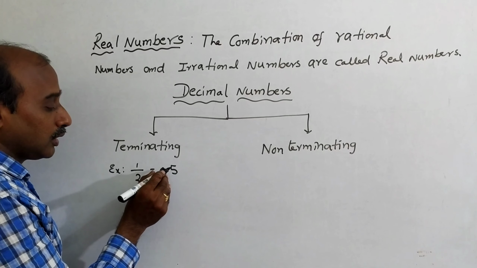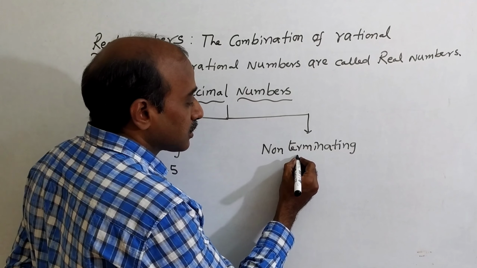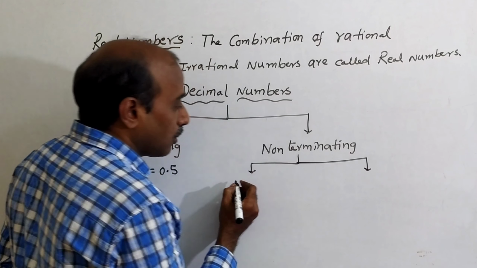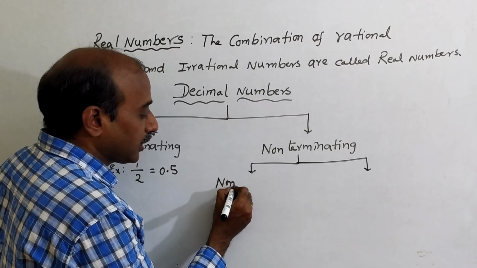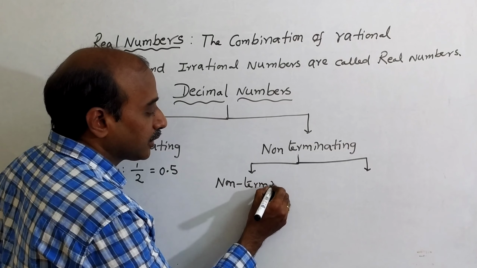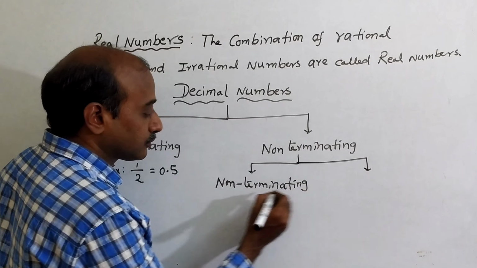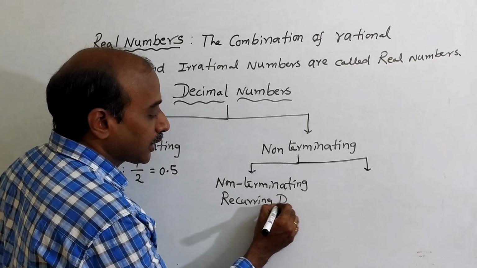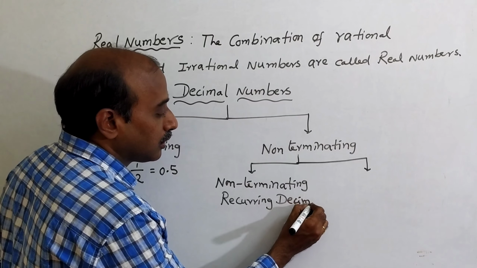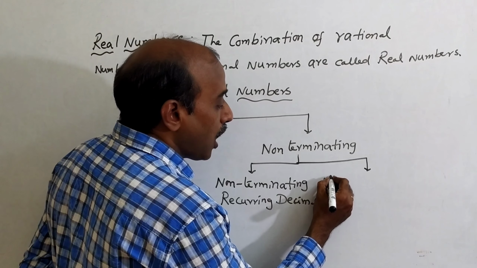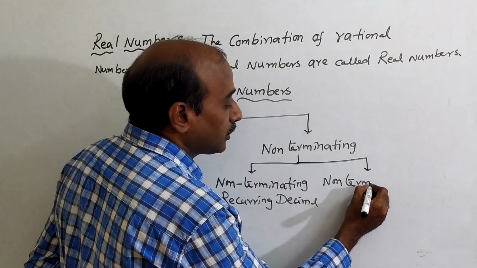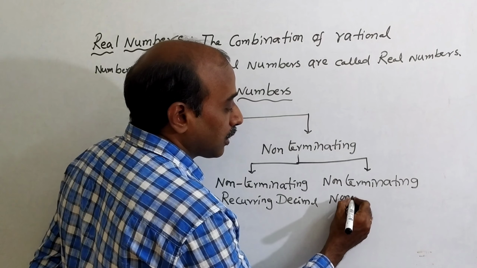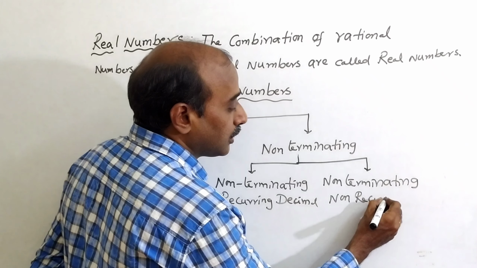Okay. Now, in the non-terminating decimals we have again two parts. One is the non-terminating recurring decimal. And another one is non-terminating non-recurring decimals.